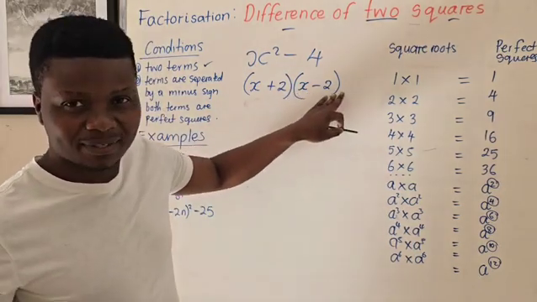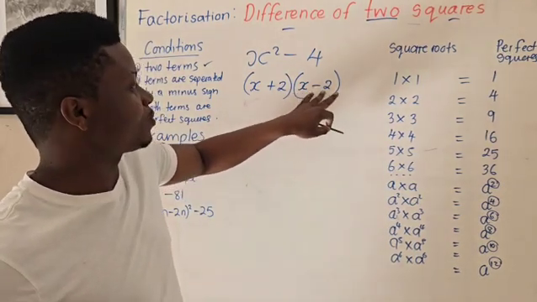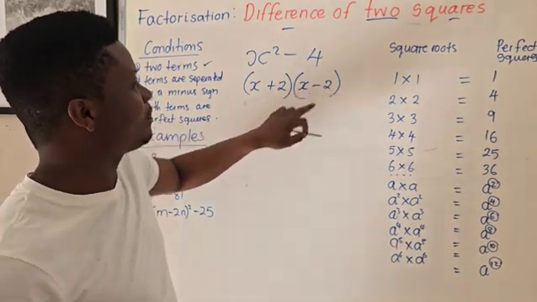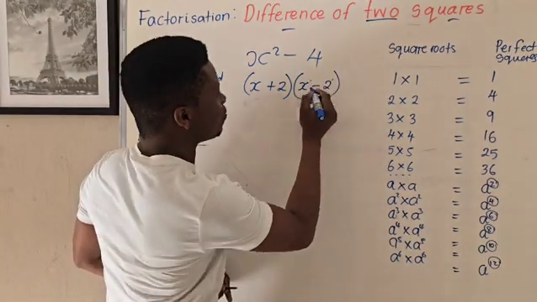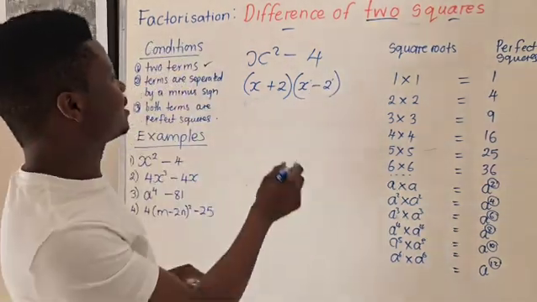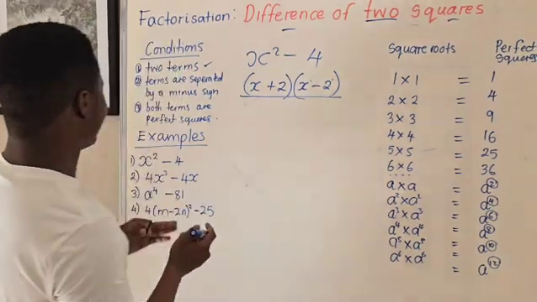Yes, we have two terms here, but this is not a difference of two squares. Yes, there are two terms separated by a minus, but here the exponent is 1, it's not a multiple of 2, so that's not a difference of two squares. This is our final answer.